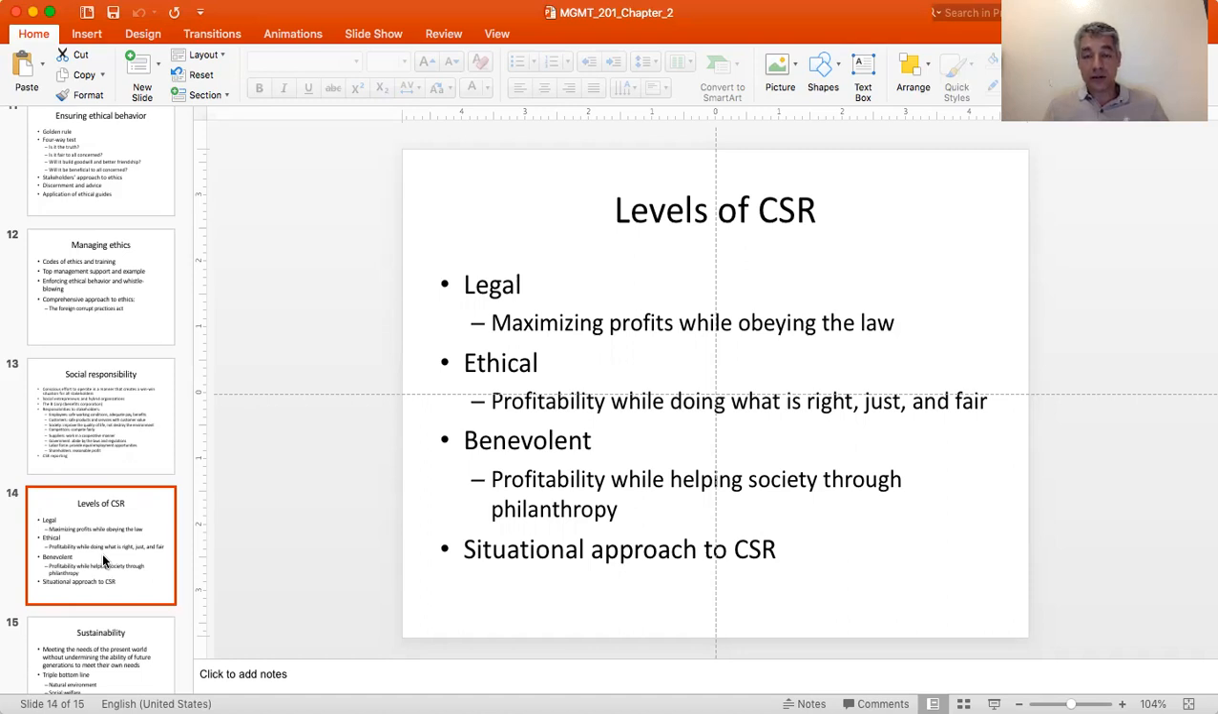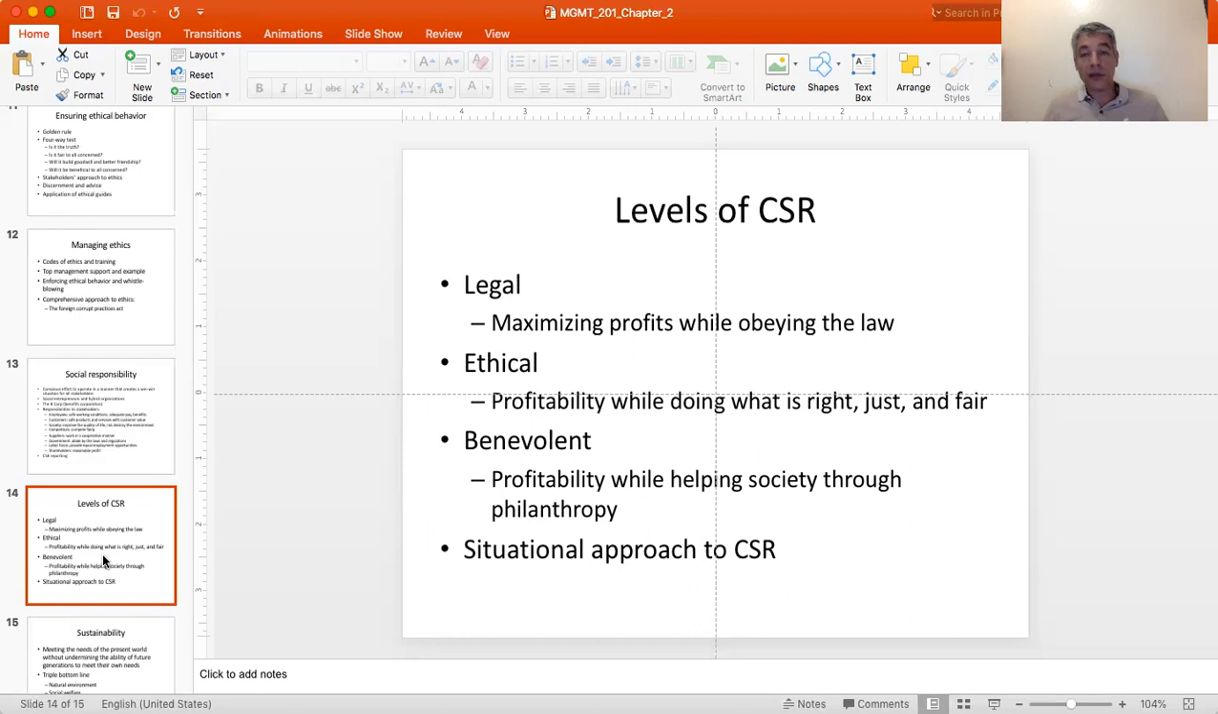In this case, it is the policymaker's responsibility to make sure that the laws specify all the things that have to be protected. The ethical level of CSR, here you think of profitability as well, while doing what is right, just, and fair. So it's no longer maximization of profits at all costs. You have to make sure that it is right, just, and fair for all.